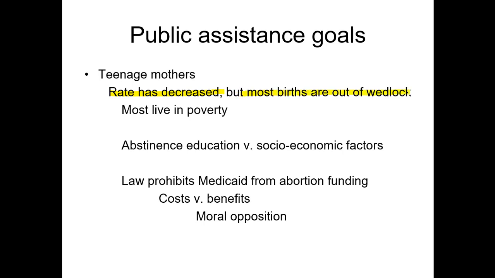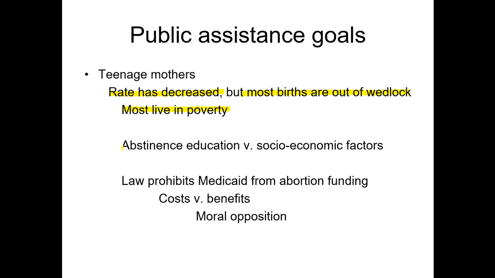More on public assistance goals, looking at teenage mothers, we see that the rate has decreased, but again, most births are out of wedlock, so that results in the potential for being a single mom. And we've already mentioned how most of them live in poverty, so that's exacerbating that situation.